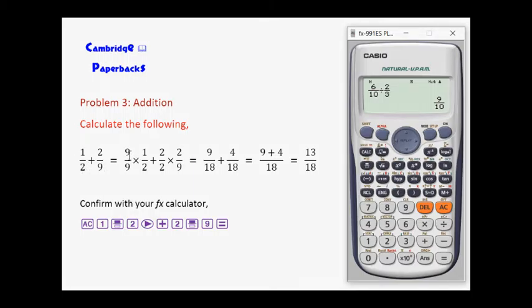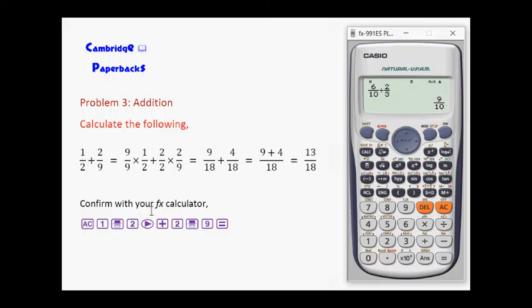So when we do that, we have 9 times 1, which gives us 9, and we have 9 times 2, which gives us 18. So that's the first fraction, and on the second fraction we have 2 times 2, which is 4, divided by 2 times 9, which is again 18. So the common denominator is now 18. We can now express this as 9 plus 4 over 18, which gives us 13/18.